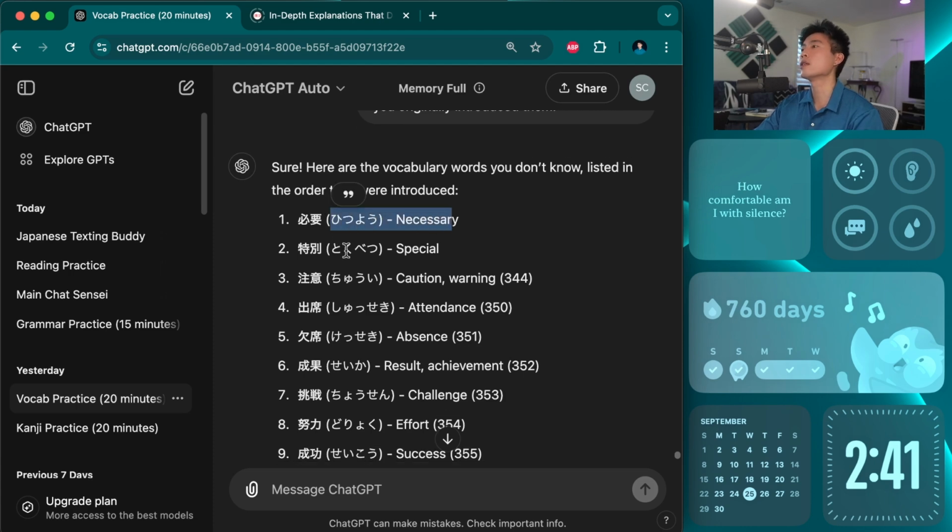Hitsuyo, necessary. Tokubetsu, special. Chui, caution, warning. Shusaki, attendance. Keisaki, keisaki. Seika, chumo, chusen.